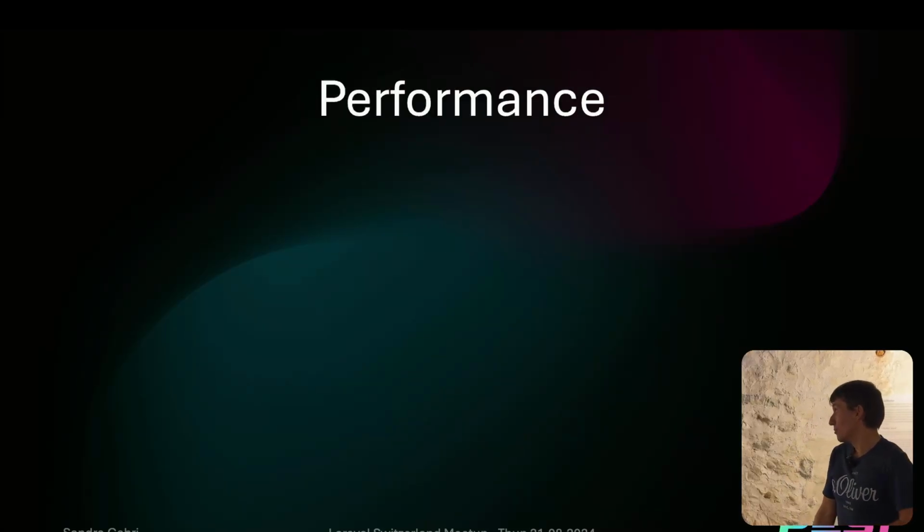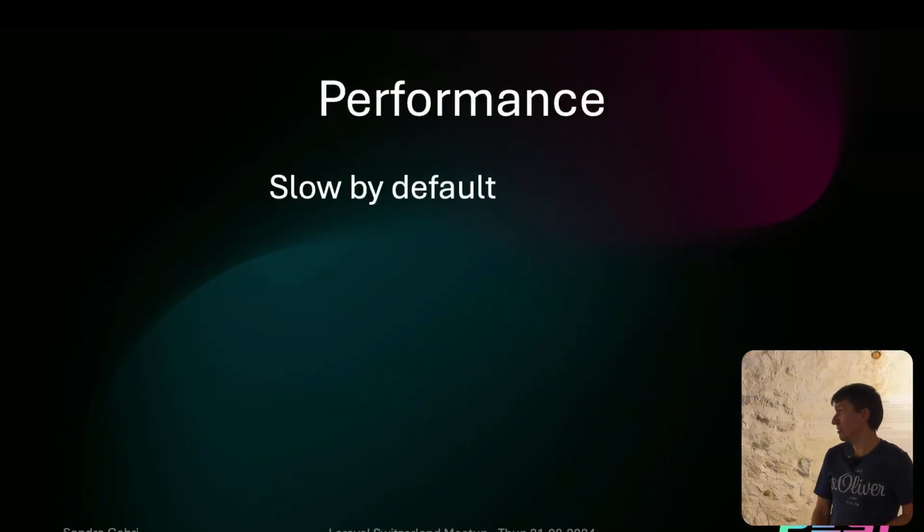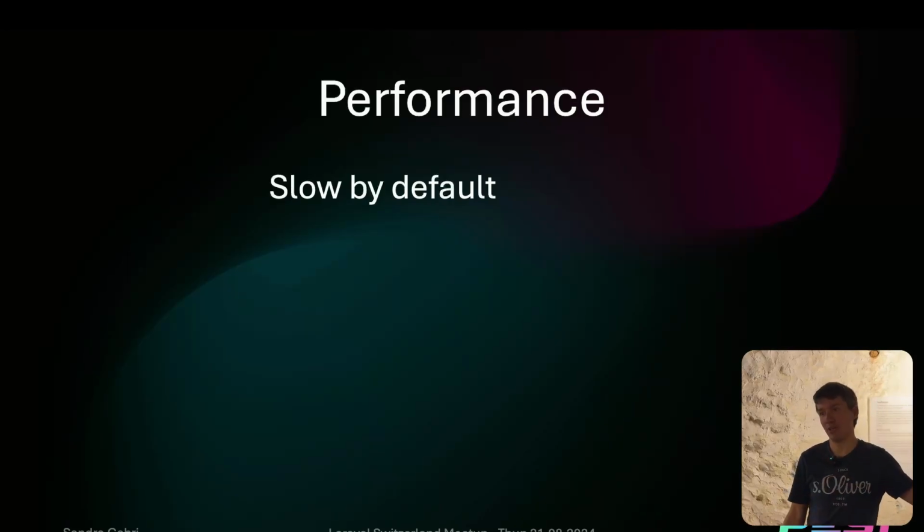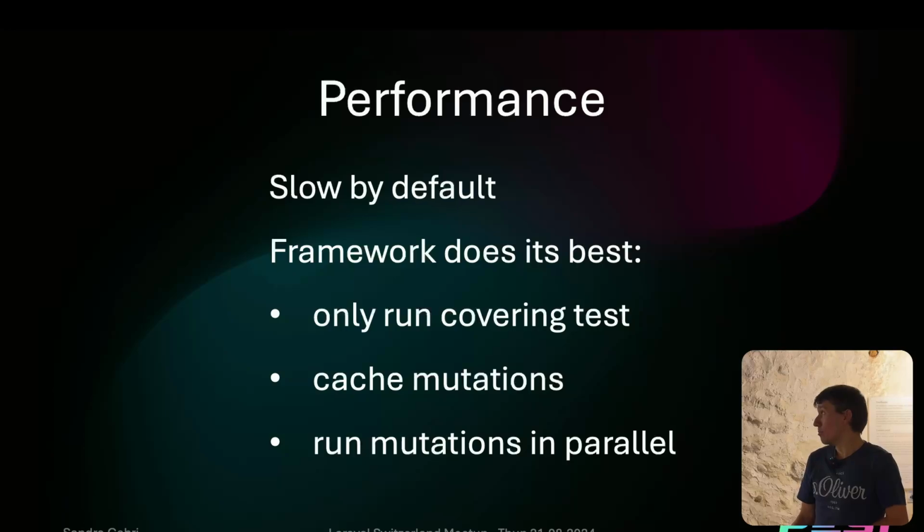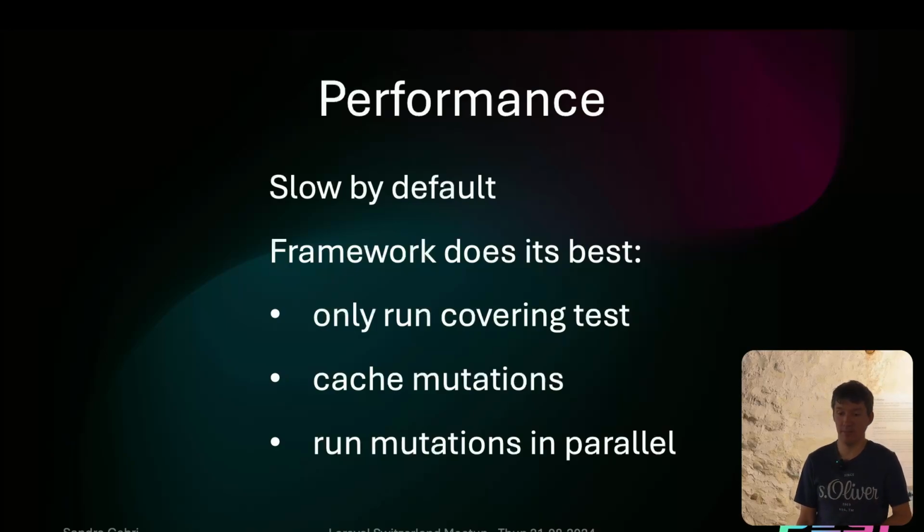Now, we have to talk about performance. As you already could see, it's slow. It's slow because if you have a large application, there are thousands and thousands and thousands of possible mutations. But the framework does its best to make it as fast as possible. It uses the code coverage report to only run the covering tests. It caches the mutation, so it does not have to parse the abstract syntax tree again and again. And you can run the mutations in parallel.